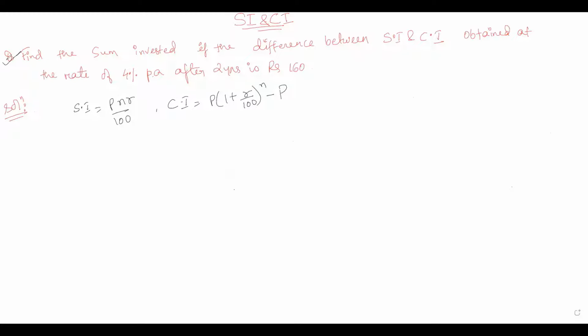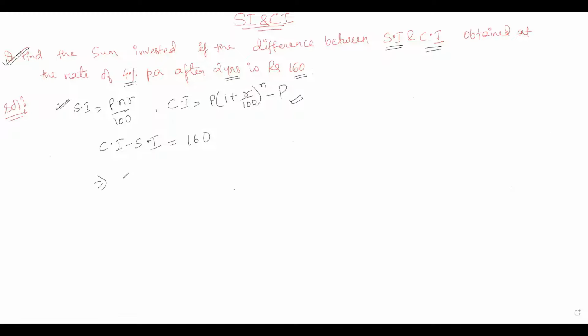Okay, so now let us see this question. Find the sum invested if the difference between simple interest and compound interest obtained at the rate of 4% after 2 years is rupees 160. We know that simple interest is given by PNR upon 100 and compound interest is given by P into (1 plus R by 100) to the power n minus P. So the difference between CI minus SI is given to be rupees 160.